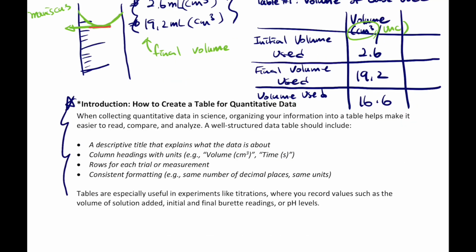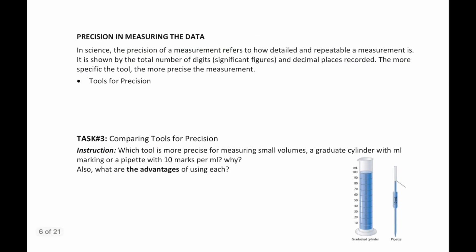read this introduction. The precision in measuring the data. So in science, the precision of the measurement refers to how detailed and repeatable a measurement is. It is shown by the total number of digits and decimal places recorded. The more specific the tool, the more precise the measurements.